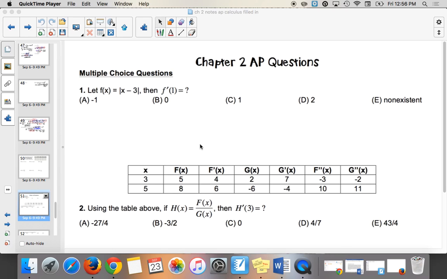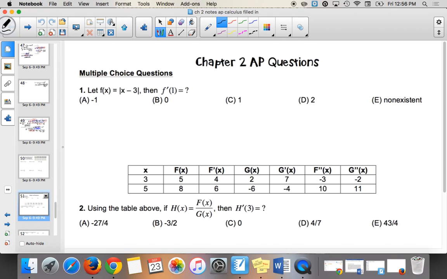Can you guys think about what the graph of the absolute value of x minus 3 looks like? Where is it shifted? Not down. Yeah, it's to the right. So it's going to be shifted to the right, and then we have that V shape. So at 1, we want to know what this slope is. What do you think the slope is? It is -1. Yes, it's going downwards. It goes down 1, right 1, down 1, right 1, down 1, right 1.